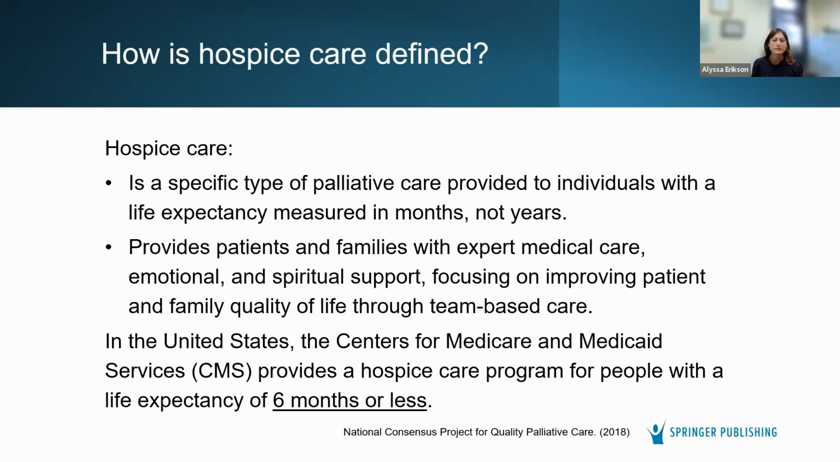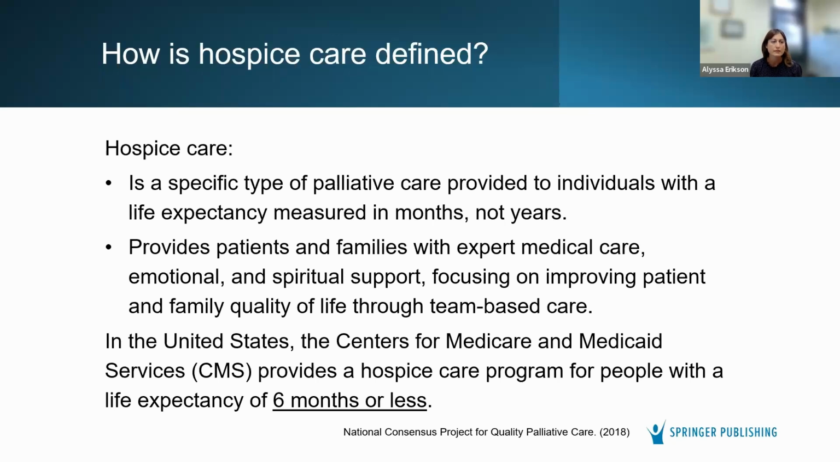So hospice care could be seen as kind of a segment of palliative care. It's a specific type of palliative care to individuals with a life expectancy measured in months and not years. And it's giving patients and families expert medical care, emotional and spiritual support, and improving patient and family quality of life through team-based care. And the core of this team-based care includes physicians, nurses, chaplains, social workers, and volunteers. And then the families are really defined by those who are closest to the patient, typically those involved in the care and the concern of the patient.